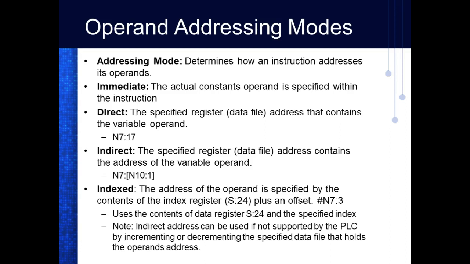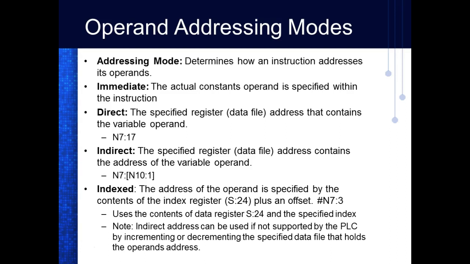This is called indirect addressing. Here we specify a register, so this is within N7, and then this location contains the address of the operand. Makes sense? This is indirect. So we're getting the address of the operand indirectly from a register.